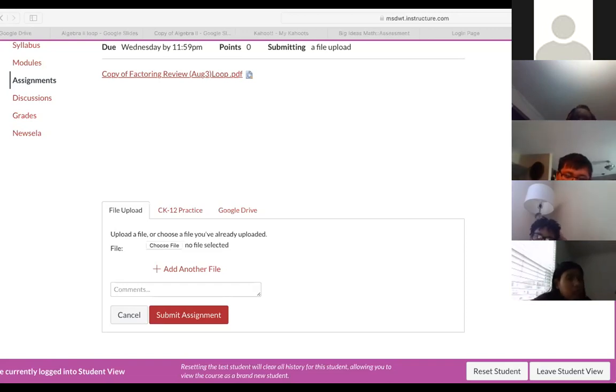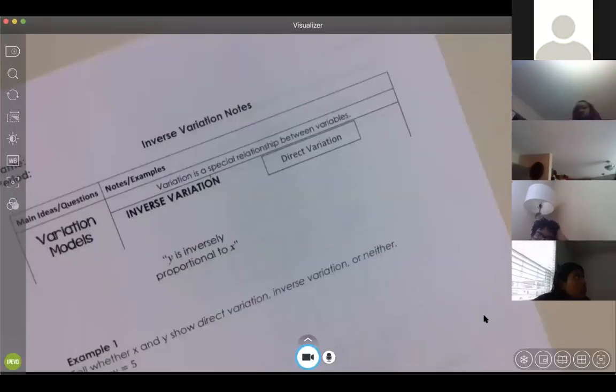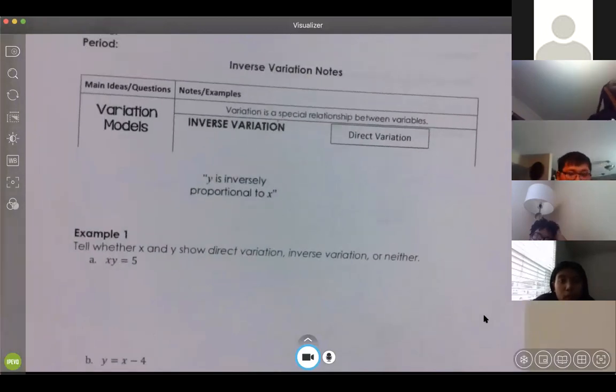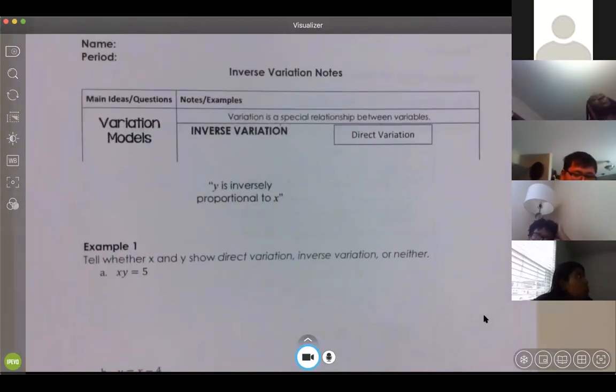You should have been able to find today's notes on Canvas. Make sure you print them out if you have a printer. If not, you can take them by hand. That's fine too. Let's go ahead and share my screen. All right, can everyone see that? Quick thumbs up if you can see my notes.